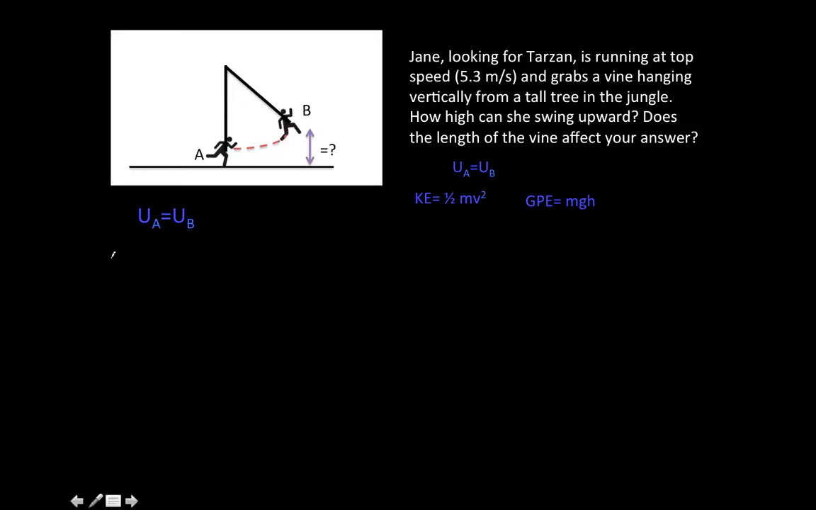So we know that at point A, she has kinetic energy, and so her kinetic energy at point A is equal to her gravitational potential energy at point B. And once we have this written out, we can then go ahead and plug in these values. So we get 1/2 mv squared is equal to mgh.